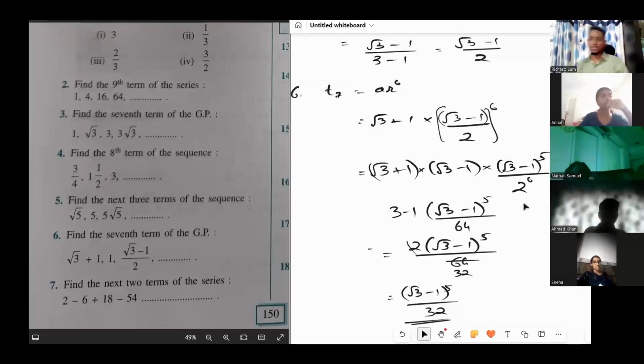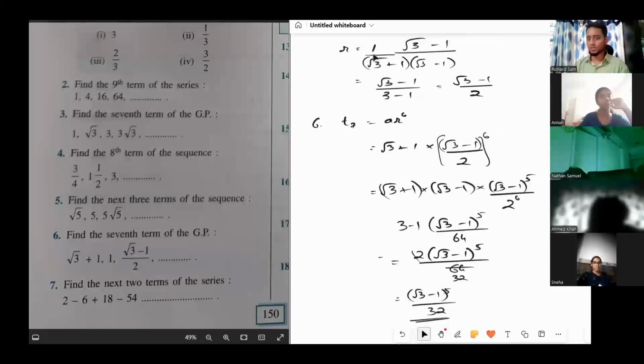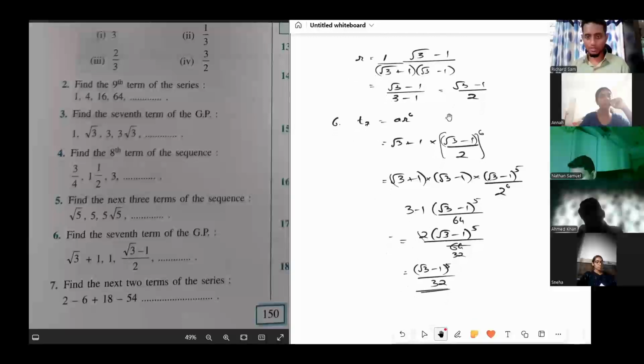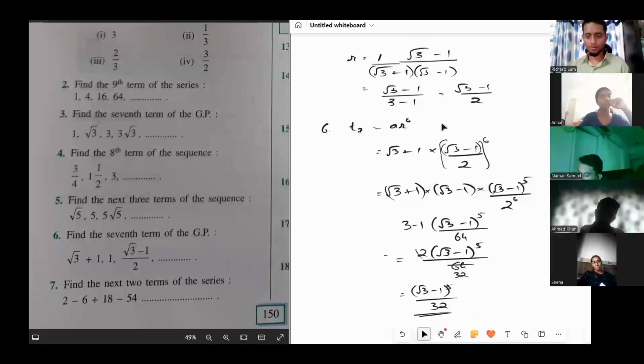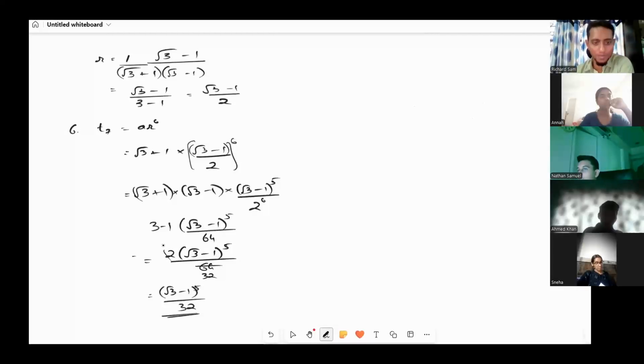Now, what we did here is we rationalized the value of R. You can do it without rationalizing also. That's what Yvonne had done. Without rationalizing, we still get the same answer. Rationalizing the denominator of R is optional. I'll solve it here without rationalizing the denominator.